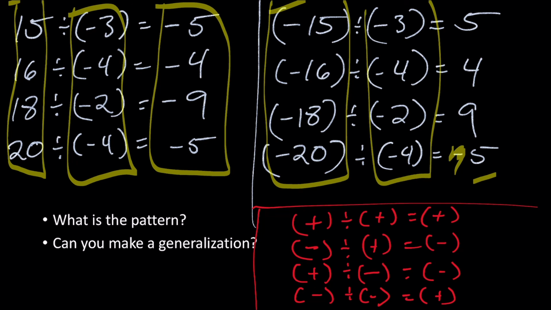right? Positive divided by positive is a positive. A negative divided by a positive is a negative. And positive divided by a negative is a negative. And a negative divided by a negative is a positive.